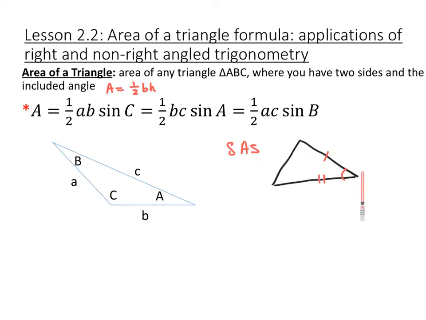If you have a triangle where you know two sides and the included angle, then the area is 1/2 the two sides multiplied by each other times the sine of the angle. Depending on which set of letters you have, it could be 1/2 AB sine C, or 1/2 BC sine A, or 1/2 AC sine B. Again, this is when you have a side angle side triangle.